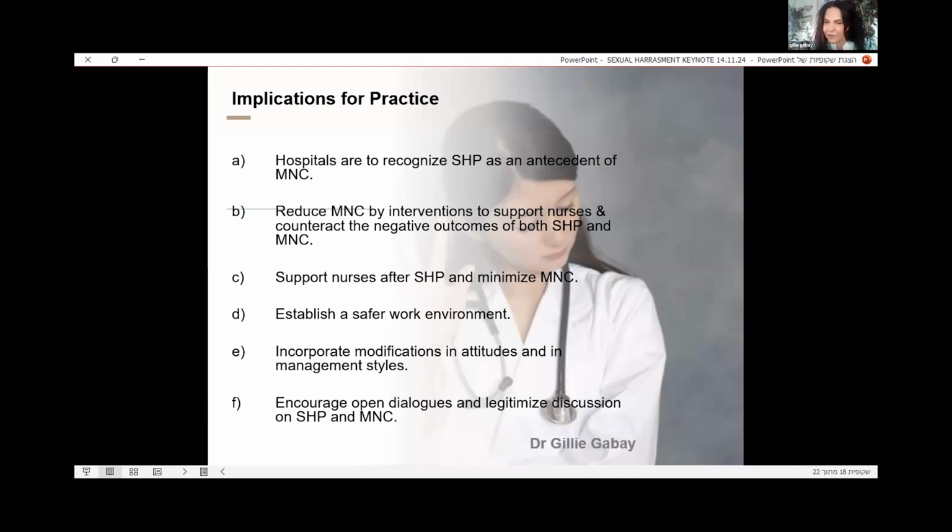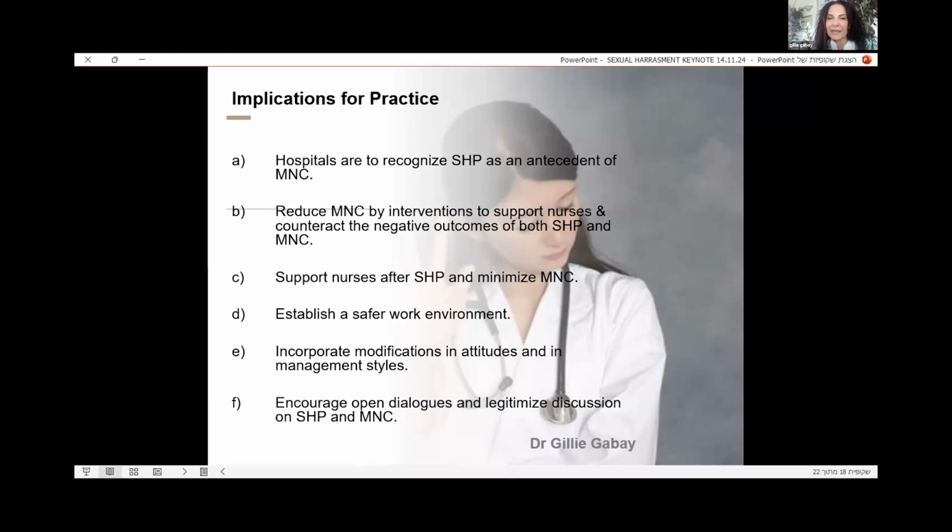Nurses must be supported after sexual harassment. Work environments must be safer for nurses and female clinicians. There need to be modifications in attitudes of management and of peers, and listening to patients and to nursing came out as a strong contributor, explaining the variance in therapeutical contact and in less missed nursing care.